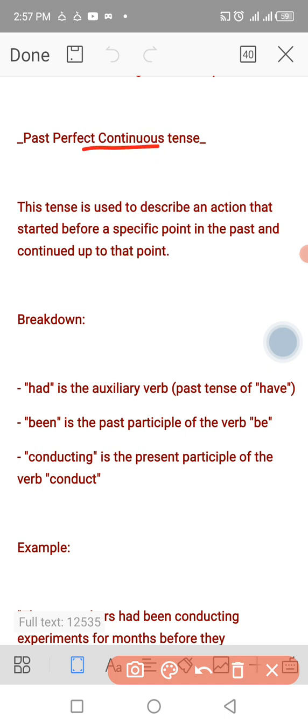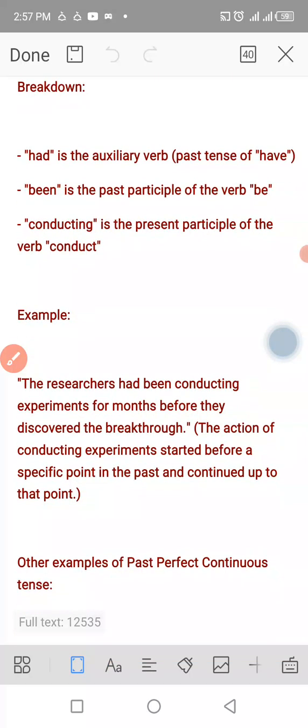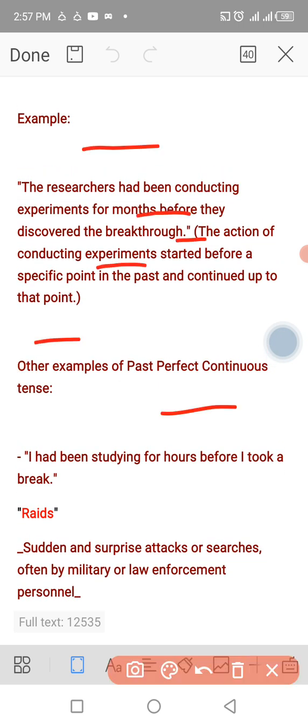Has been conducting is the present perfect continuous tense. This tense is used to describe an action that started before a specific point in the past and continued up to that point. Breakdown: had is an auxiliary verb, the past tense of have. For example, the researchers had been conducting experiments for months before they discovered the breakthrough.